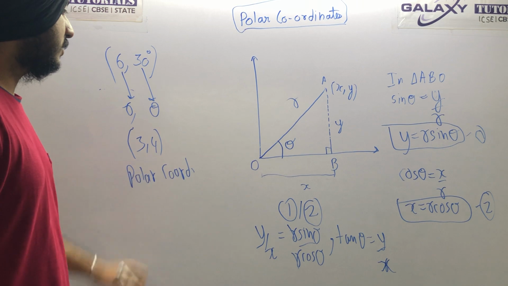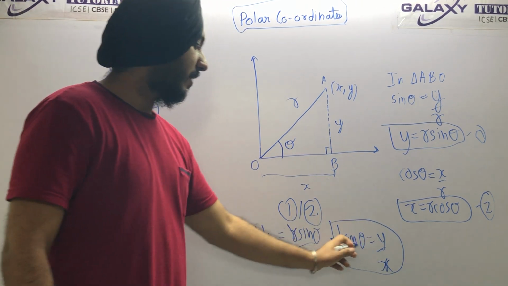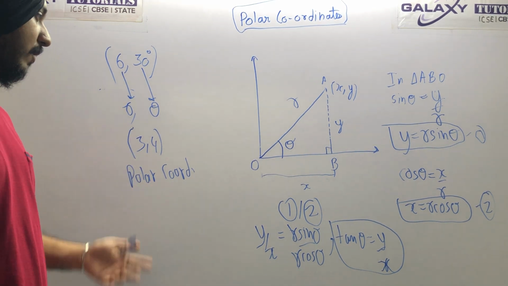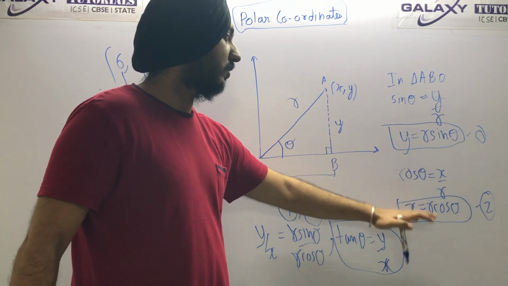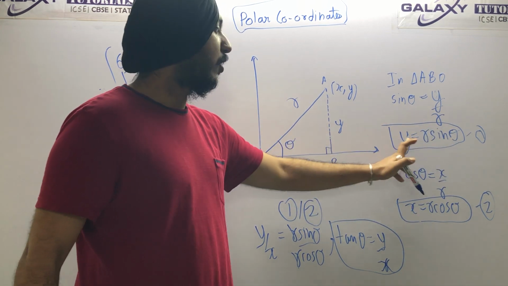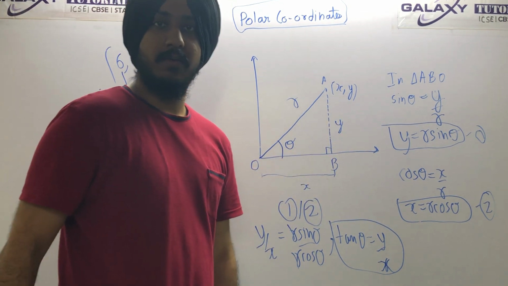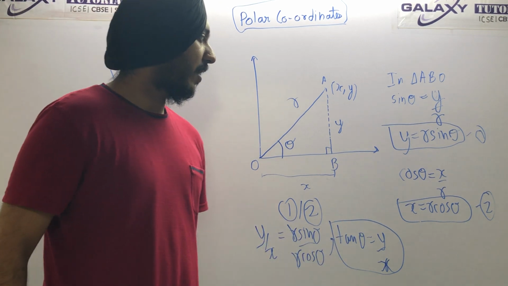How will you find? See, first you will find the angle theta. You will find from here y by x is equal to tan theta. So you will find the angle. Once you find out the angle, you can just put the value of theta in any of these equations, this or this. You put theta here, you know the value of y, you can find out the value of r. Okay, so this is the relationship between theta and y and x.